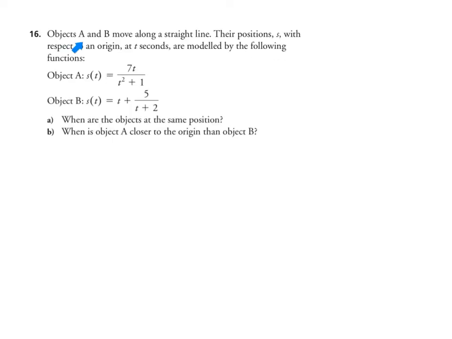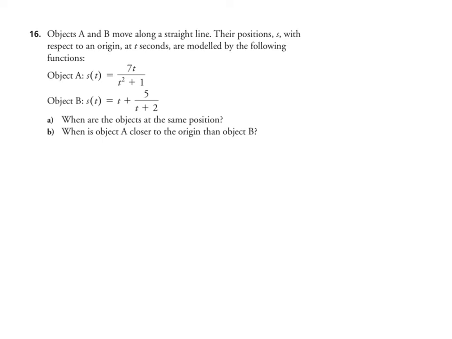Okay, number 16. Objects A and B move along a straight line. Their positions S with respect to an origin at t seconds are modeled by the following functions. Okay, when are they in the same position, and when is object A closer to the origin than object B?